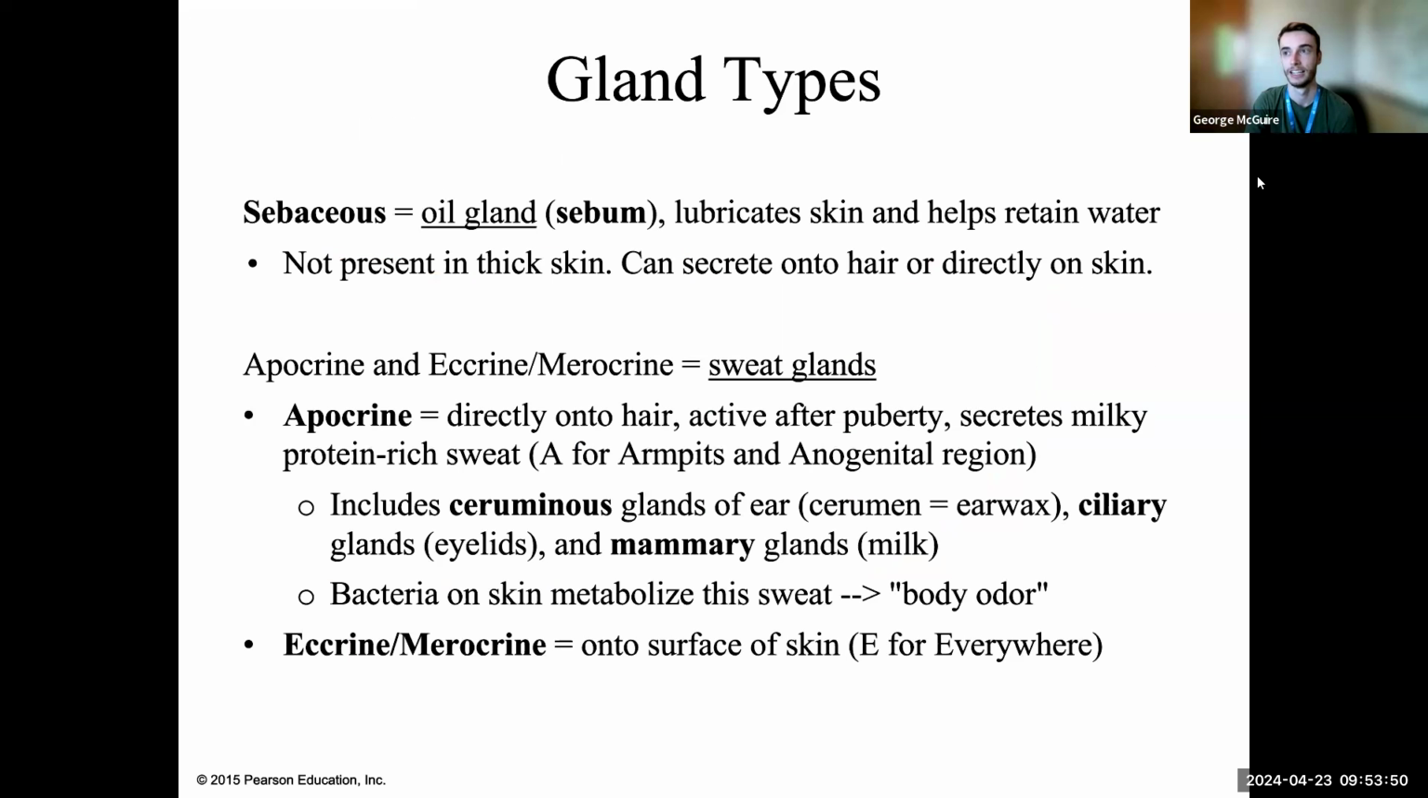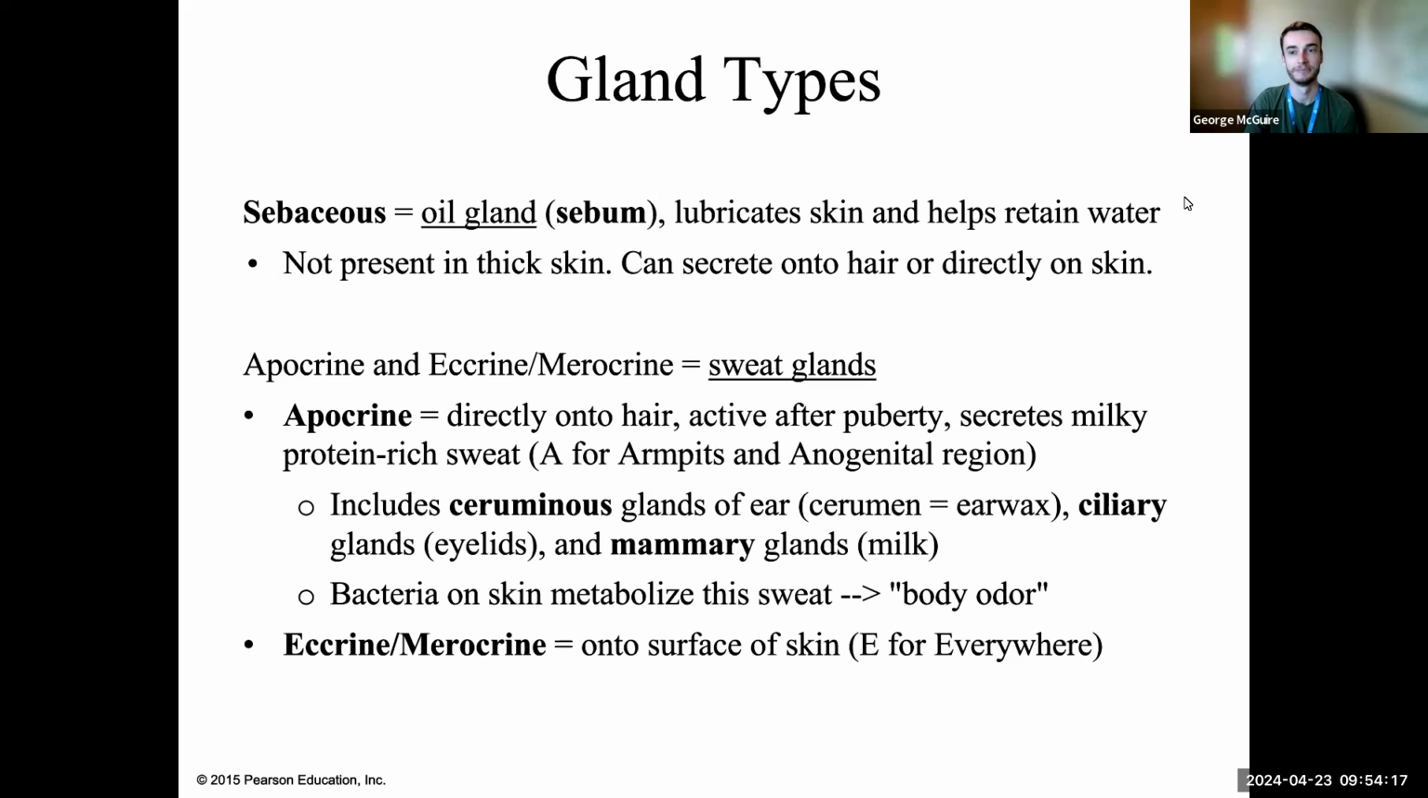All right. Glands, however, you are likely to get some specific questions about. So we have two major gland types to talk about. We have our oil glands and our sweat glands. And then under sweat glands, we have some further separation and categories to talk about. So oil glands, or sebaceous glands, secrete sebum, which is a type of oil.